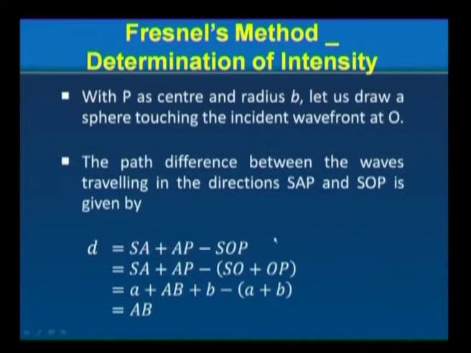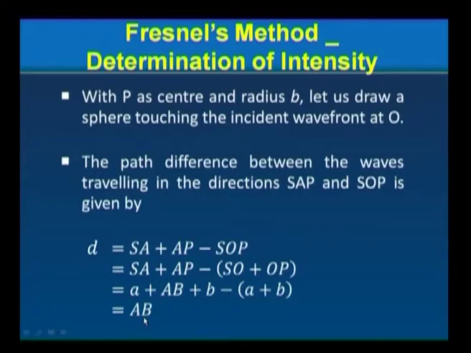So, the path difference between the waves traveling in the direction of SAP and SOP is given by the following expression: D, the path difference, is equal to SA plus AP minus SOP, and that will be equal to AB.